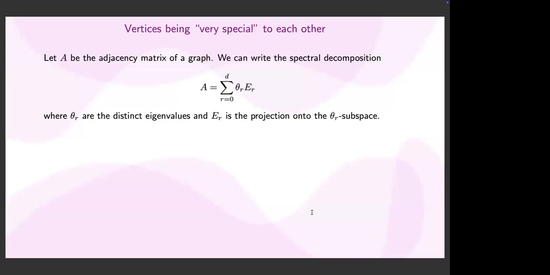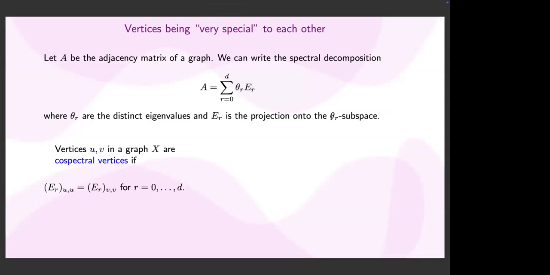And so now what we have is that if you have the adjacency matrix or any Hermitian matrix or symmetric matrix, then you can write the spectral decomposition, which is you can write it as a sum of projections that are weighted by its distinct eigenvalues. So these theta r's are the distinct eigenvalues of the matrix A, and this E_r is a projection onto the theta r eigenspace. It's not subspace, it should be eigenspace. So if I take any vector, and if I do E_r times this vector, that will be an eigenvector for theta r.